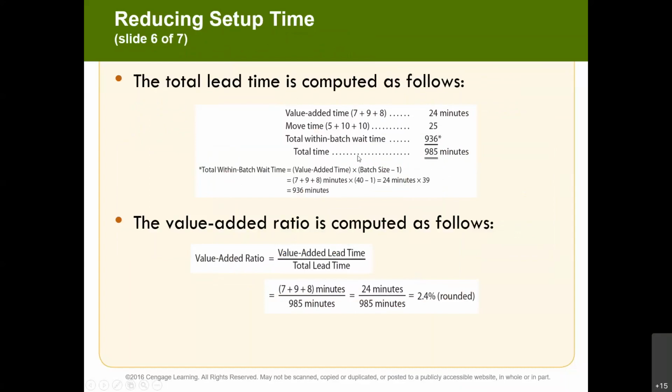Okay. And so how do we get the total batch within time? We took our value added time and multiplied it by the batch minus 1. We got our 24 minutes per unit times the 39 units within the batch, which gets us 936 minutes. So you add your 936 minutes plus your value added plus your move time to get 985 minutes. Then we need to figure the value added ratio for the setup time. We have our value added lead time, which is 7 minutes for the machining, 9 minutes for assembly, 8 minutes for our testing, divided by the 985 minutes total lead time. That gets us to 2.4%.